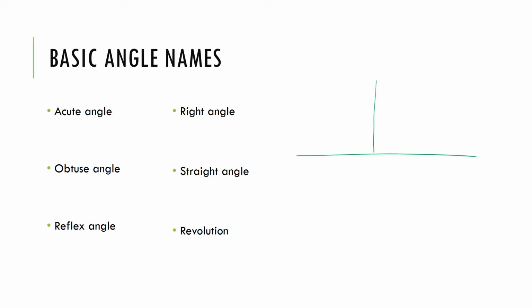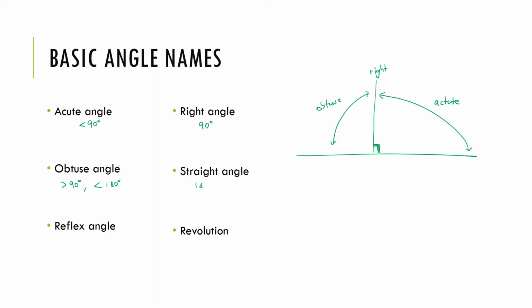So let's do that. Okay, so our acute angle is going to be anything from 0, so if we had an angle of 0, to 90 degrees. So this here is going to be acute angles. Then we come to our right angle at 90 degrees. So acute is less than 90 degrees. Our right angle is 90 degrees. Obtuse is the next one, and that's going to be bigger than 90 degrees and also smaller than 180 degrees. So obtuse is going to go in here.